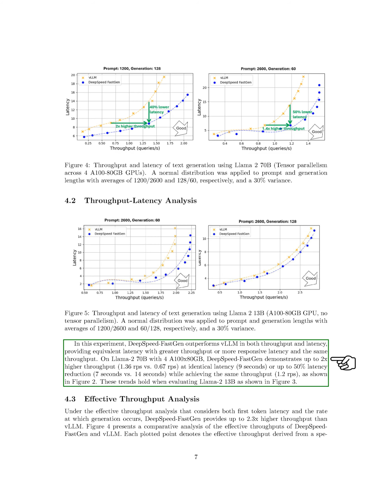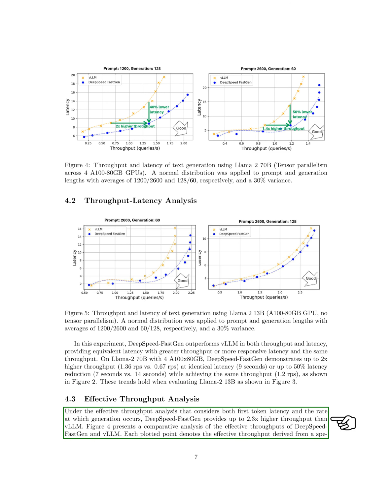In our throughput latency analysis, DeepSpeed-FastGen outperformed vLLM in both throughput and latency. It either provided the same latency with higher throughput or the same throughput with more responsive latency. For example, on Llama 2 70B with 4 A100 80 GB GPUs, DeepSpeed-FastGen showed up to twice the throughput, 1.36 requests per second versus 0.67 requests per second, at the same latency, 9 seconds, or up to a 50% reduction in latency, 7 seconds versus 14 seconds, while maintaining the same throughput, 1.2 requests per second.